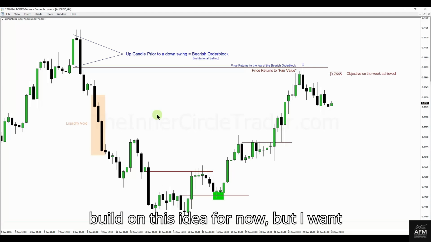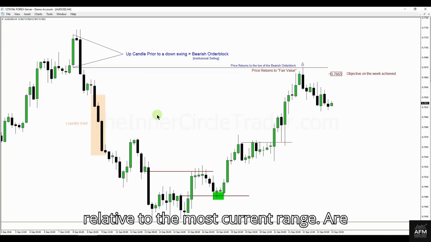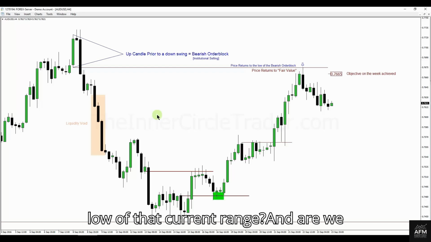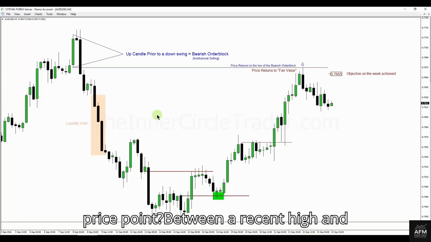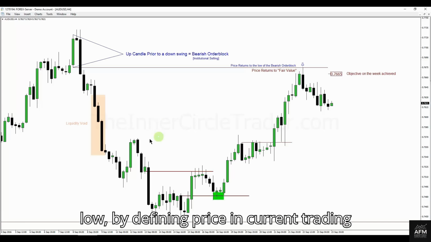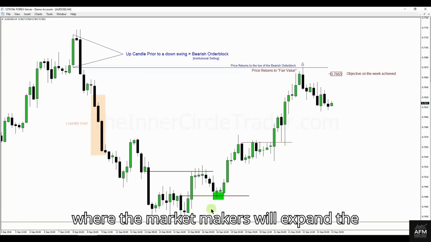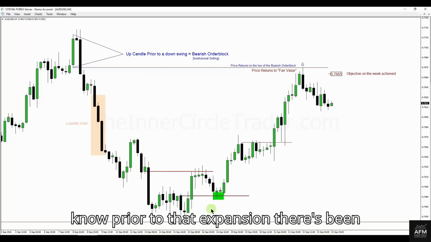We'll build on this idea for now, but I want you to think in terms of where are we at relative to the most current range. Are we in the lower end? Are we near the low of that current range? And are we working around an equilibrium price point between a recent high and low? By defining price in current trading ranges like this, you'll be able to see where the market makers will expand the price. So when there's expansion, you know prior to that expansion, there's been what?